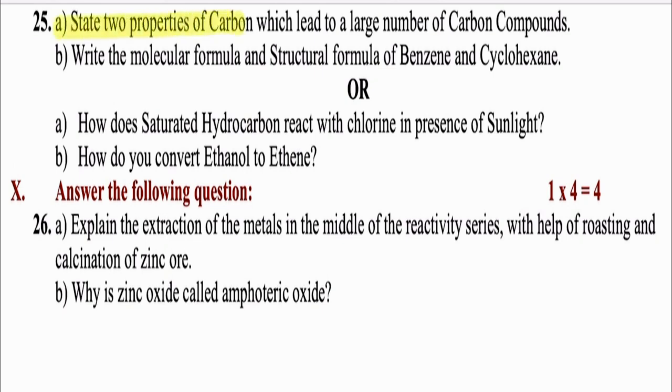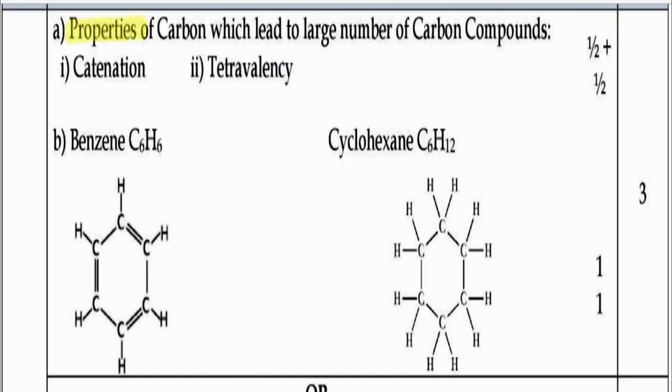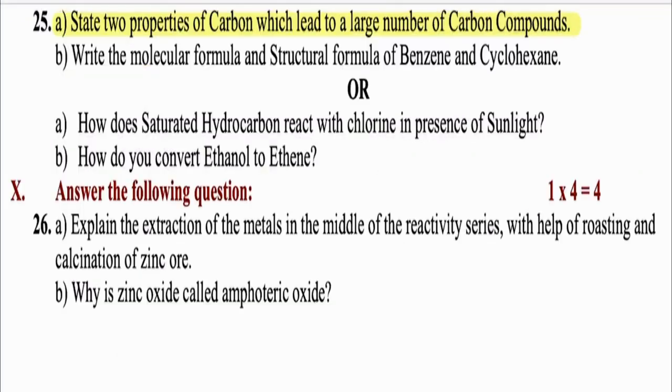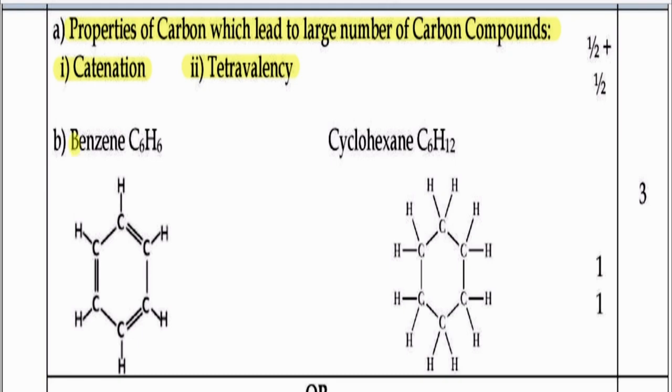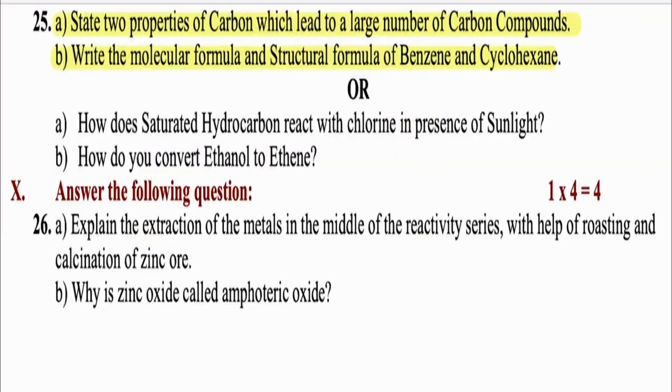Next, question number 25. State the properties of carbon which lead to a large number of carbon compounds. Properties of carbon which lead to a large number of carbon compounds are 1. Catenation, and 2 is tetravalency. Question B. Write the molecular formula and structural formula of benzene and cyclohexane. Benzene molecular formula is C6H6, and cyclohexane molecular formula is C6H12. Here is the structural formula.